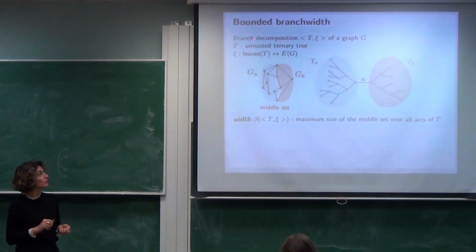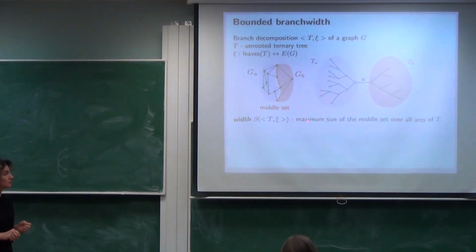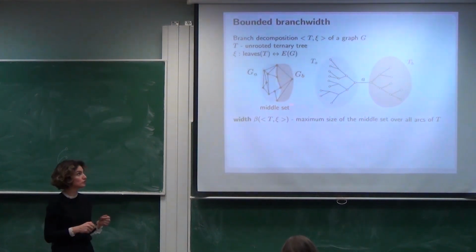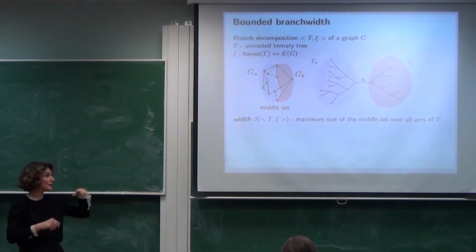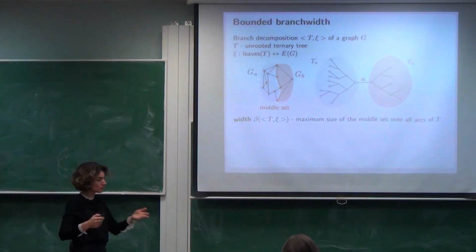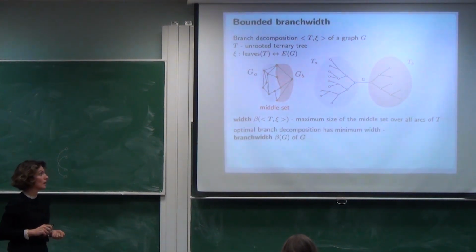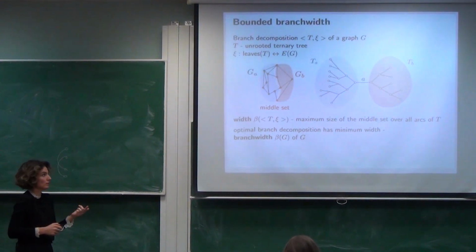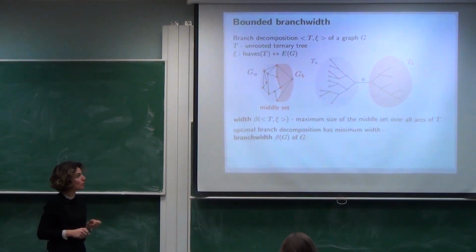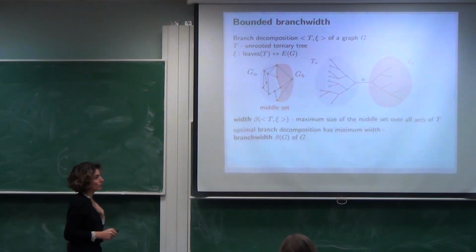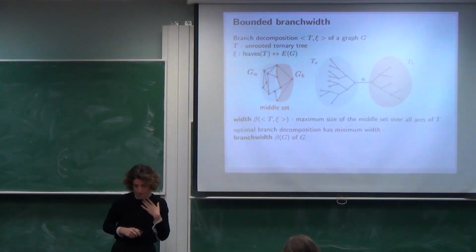So the width of a branch decomposition is the maximum size of the middle set over all arcs of the decomposition tree. You go over all the edges of the decomposition tree, you look at the middle set and you take the maximum. And this is the width of the particular decomposition. So now an optimal branch decomposition is the one which has the minimum width, minimum width over all possible decompositions. And this number is called branch width of the graph, and denoted by beta.